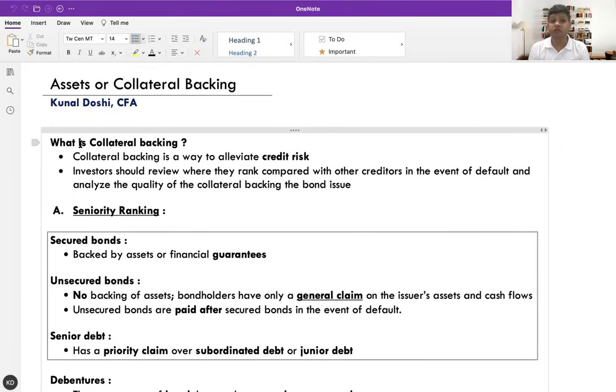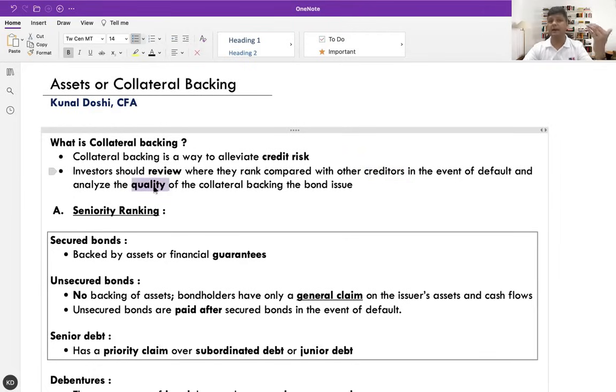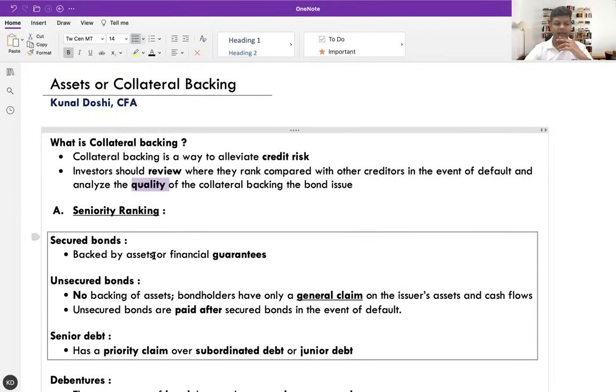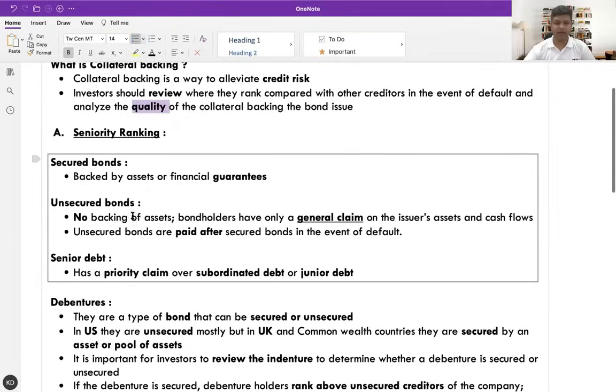But you also need to review the quality of the collateral. Investors should review where they rank compared with the other creditors in the event of default and analyze the quality of the collateral backing by the bond issue. Now, before I go to the collateral backing, you also need to be aware of how the credit risk is dispersed among the investors. Do all the bondholders face the same credit risk? No. There is some structure which will disperse the credit risk amongst the different bondholders. That structure is called seniority ranking.